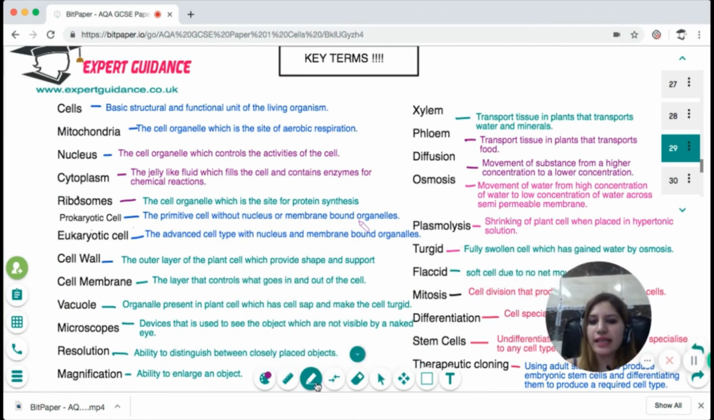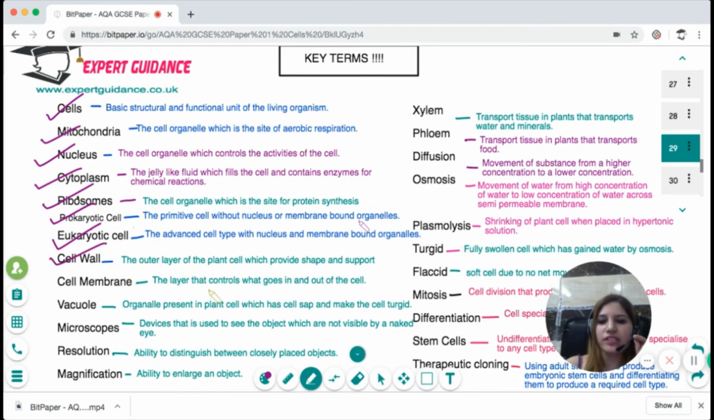What are cells? A cell is the basic structural and functional unit of a living organism. Mitochondria is the organelle which is the site of aerobic respiration. Nucleus is the organelle which controls the activities of the cell. Cytoplasm is a jelly-like fluid which fills the cell and contains enzymes for chemical reactions. Ribosomes are the cell organelles for the site of protein synthesis. Prokaryotic cells are primitive cells without a nucleus or membrane-bound organelles. Eukaryotic cells are the advanced cell type with a nucleus and membrane-bound organelles.